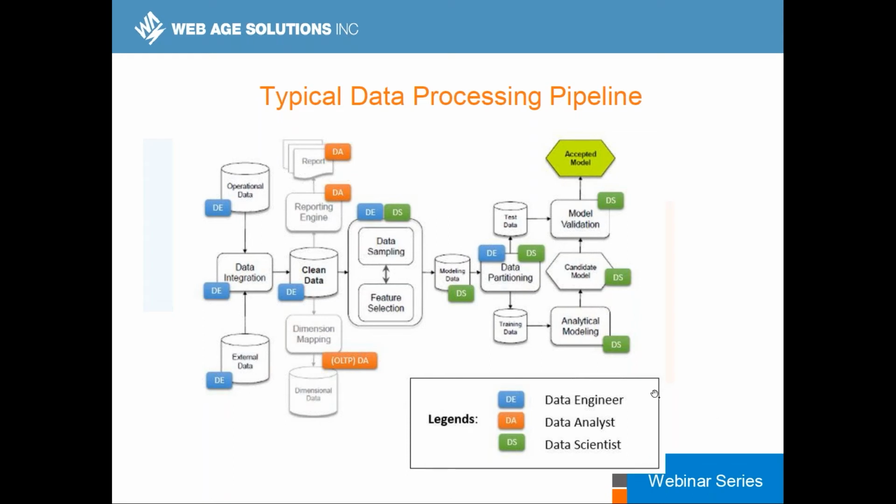If you can see, there are three types of labels, which are legends. If you can see the colors, the blue one with the DE letters symbolizes data engineer, followed by data analyst and data scientist. So that's where I guess things are ordered properly, in my opinion. So as you see, data flow goes from the left to the right.